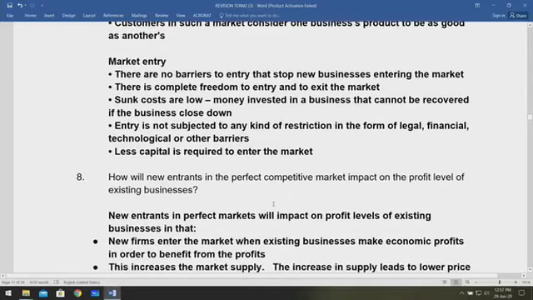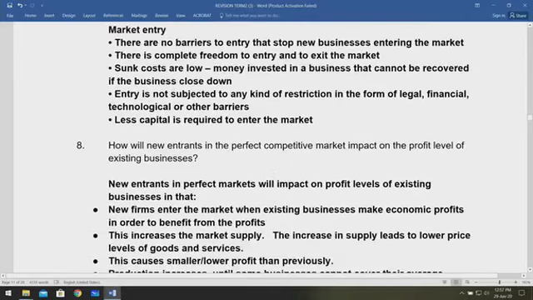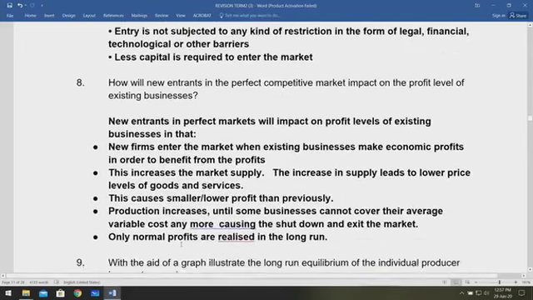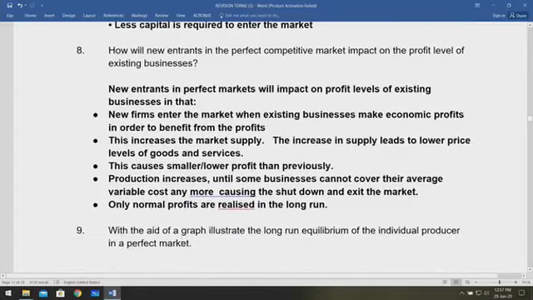Right, number 8: how will new entrants in the perfect competitive market impact on the profit level of existing businesses? One of the things they said here is that there is complete freedom of entry. There are no barriers that stop new businesses, so this kind of thing happens quite easily. If you think of this logically, there are now 100 producers in the market and 2, 3, 4 more people come in as well.